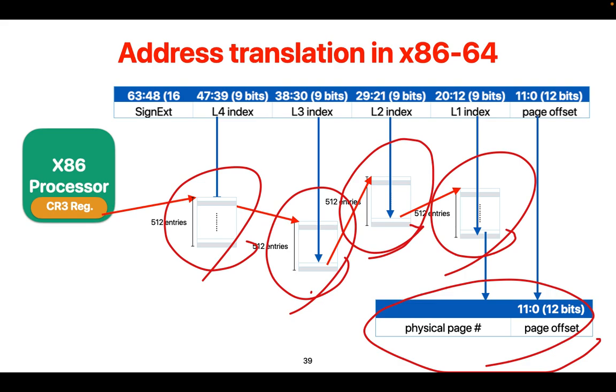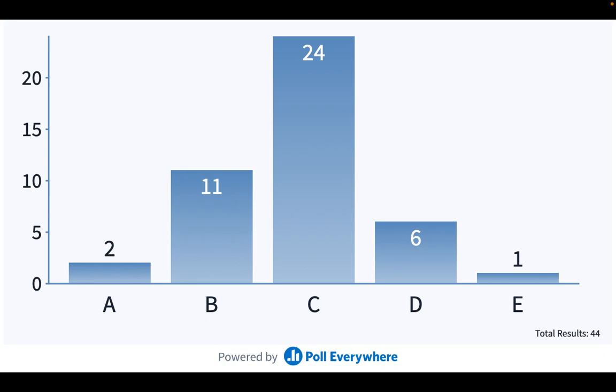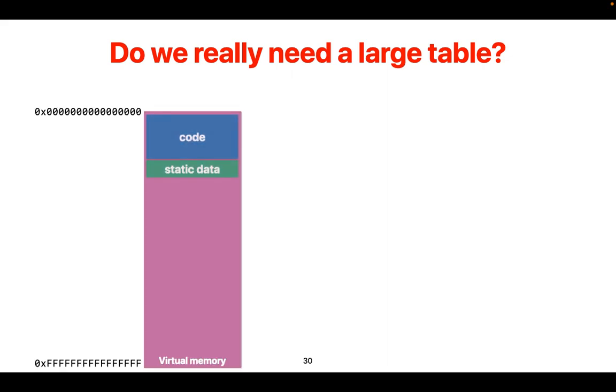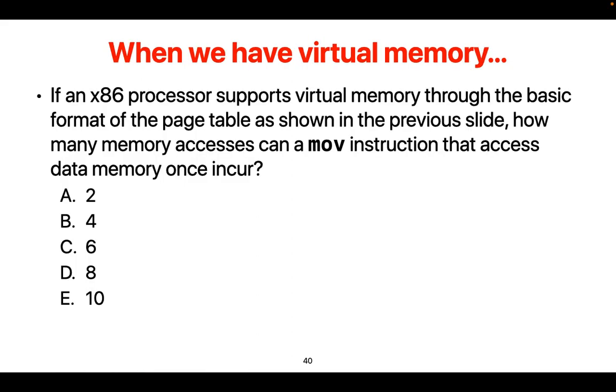Okay. Who lives in virtual address? Go back and look at this graph. You have code, you have data. What's a move instruction? Where is the move instruction? It's also in virtual address, right? So the right answer is that we have a total of 10.